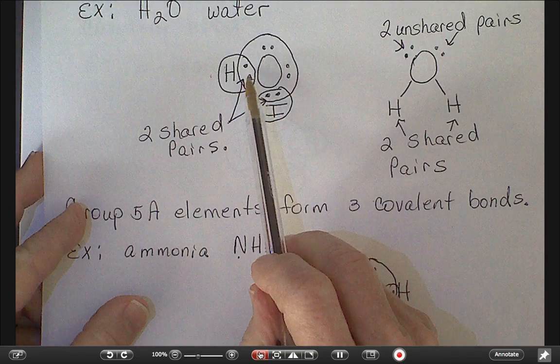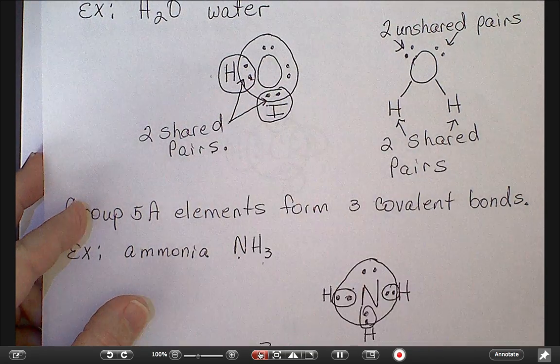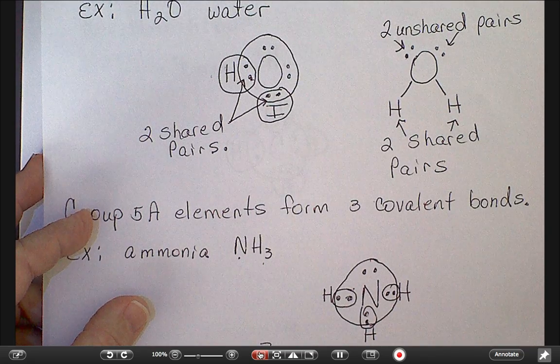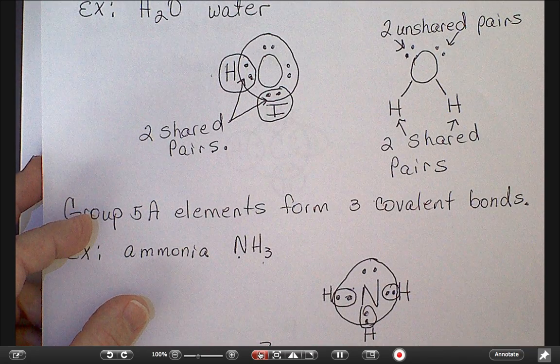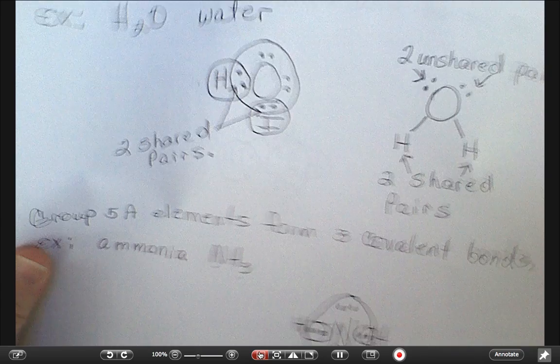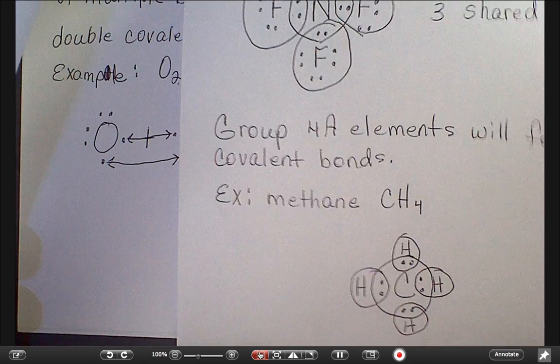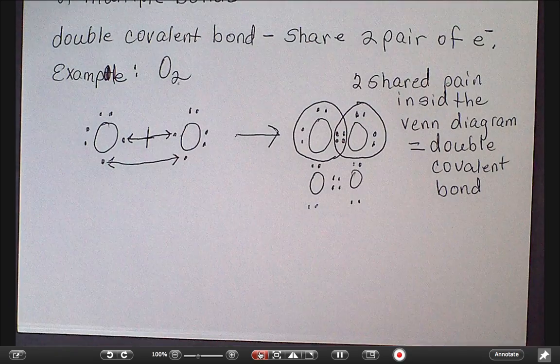Now if you look at these, how many shared pair do you see inside your Venn diagram? One. See, there's only one inside any of these. Singles. They're all singles. All right.